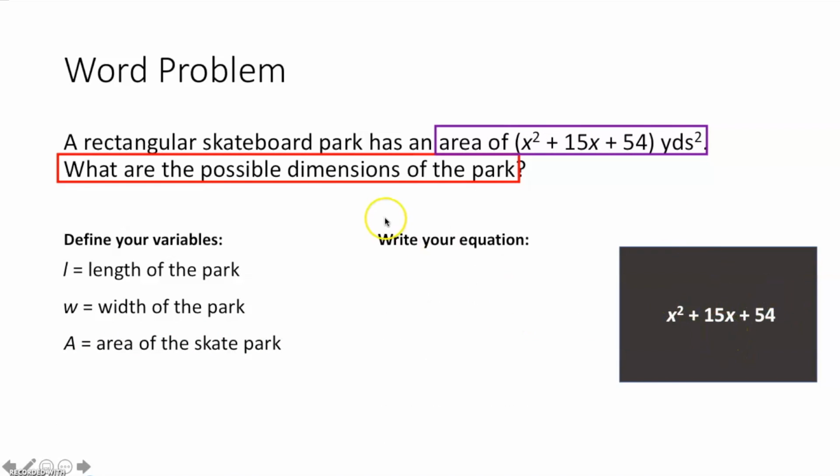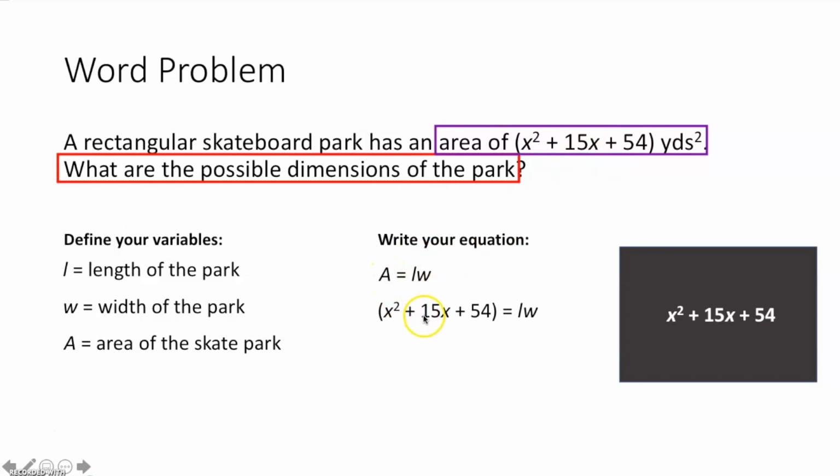Now we're going to write our equation. How do we write the equation for area of a rectangle? That's going to be A equals length times width. Now we can plug in what we know. Do we know the length or the width? No, that's what we're trying to find. Do we know the area? Yes, we're given the area. It's x squared plus 15x plus 54. So we plug that in for A.